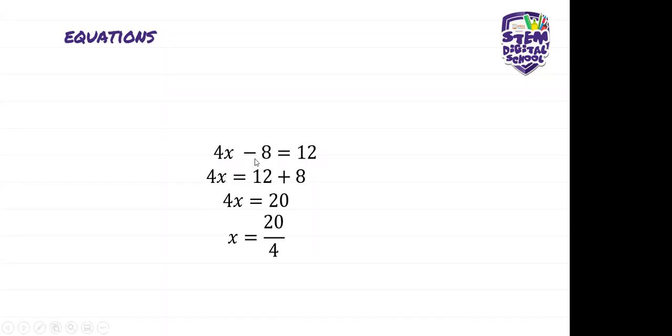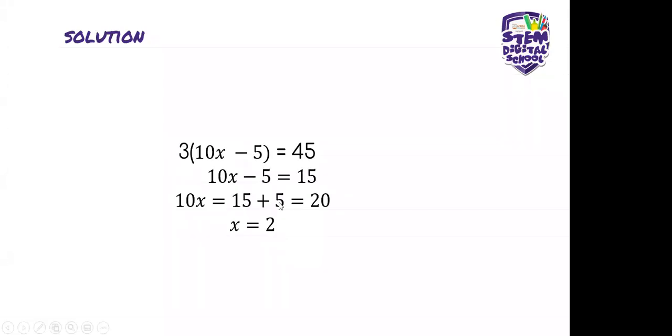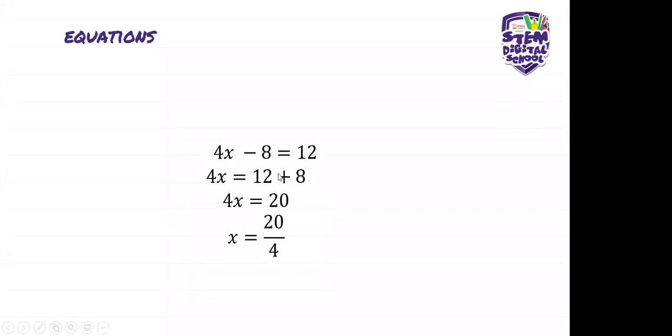What we do is that we realize that we have negative 8 in the left-hand side, and the additive inverse of negative 8 is positive 8. So it means negative 8 plus 8 will give you 0. Now, whatever you do in the left-hand side must also be done in the right-hand side. So the additive inverse of negative 8 is positive 8. That is why you have 12 plus 8 in the right-hand side.